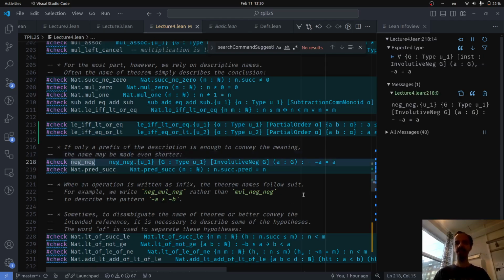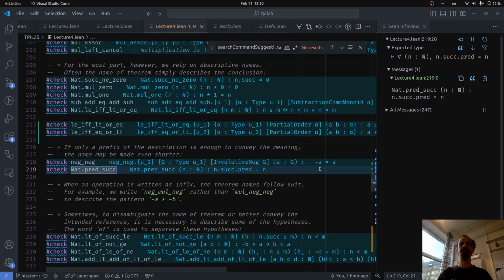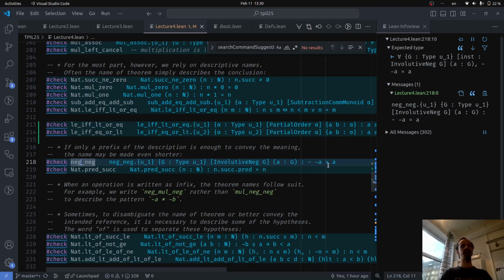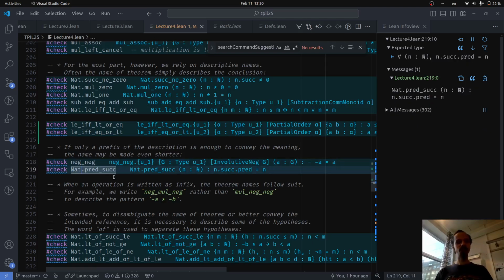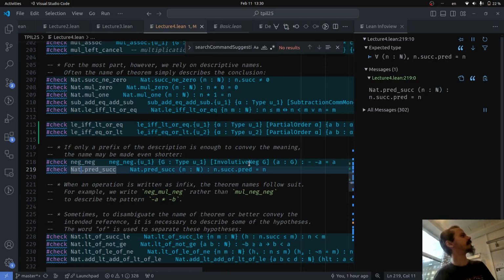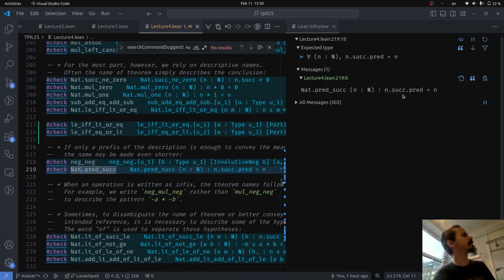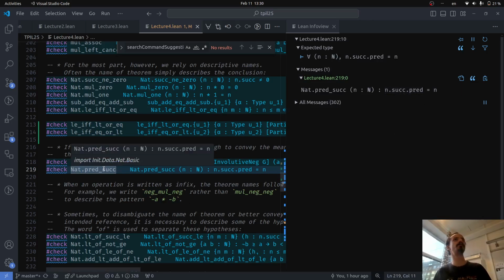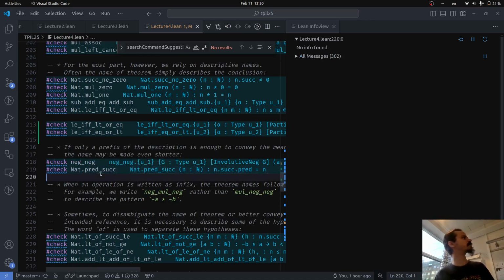If at some point it becomes just unambiguous what you're talking about, you don't necessarily read the whole thing, so you might just read the left-hand side. In this case we have neg neg for double negation equals itself, because what else would you say about double negation? Or pred succ. Now, one thing to keep in mind here is that in the display here, it sometimes shows them as postfix operators, but these are always named as if they were prefix operators. So that's why pred comes first.